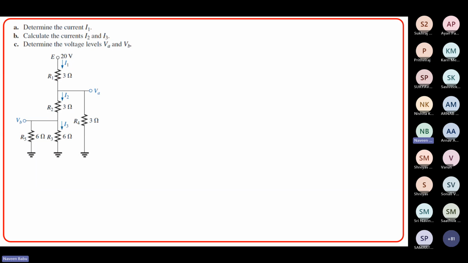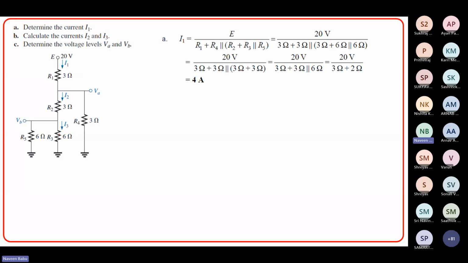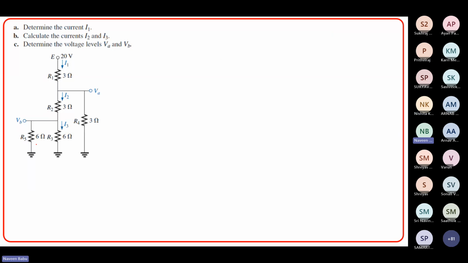And how do you find I1? You want to find I1, which means you have to find the equivalent circuit of this. And I1, the current gets divided like this, and then further it gets divided like this. So let us find the equivalent resistor now. 6 parallel 6 is 3, and then 3 plus 3 is 6, and then 6 parallel 3 will be approximately 2 point something, and that will be in series with 3. That will be the value of the total equivalent resistor RT, right?